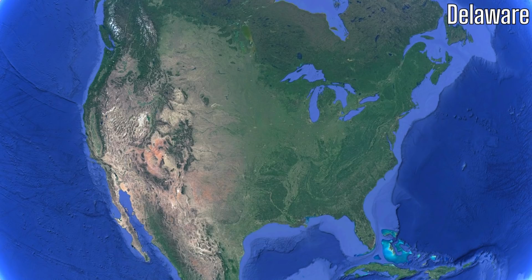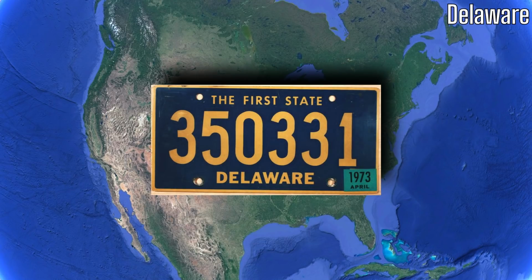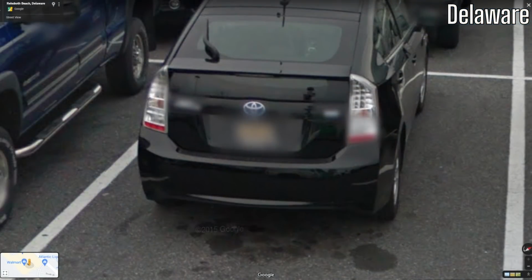Delaware has been using more or less the same design since 1962, and their plates are a rather distinctive dark navy blue with gold text. When blurred out, they almost appear black with gold text, but in any case, they're very distinct, especially combined with Delaware's lack of front plates.